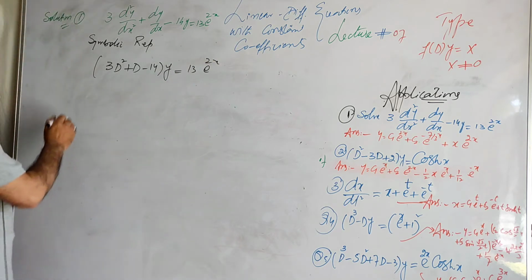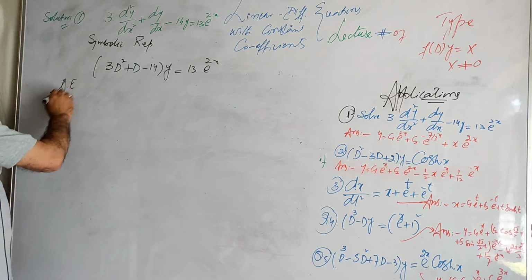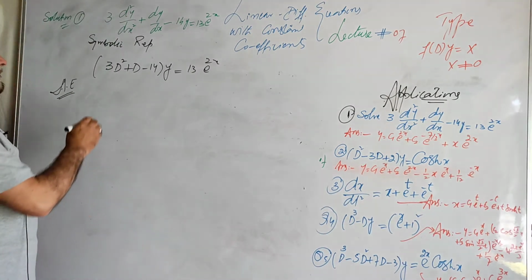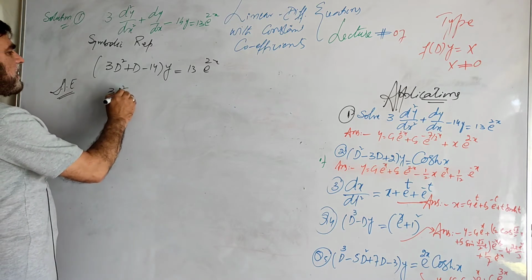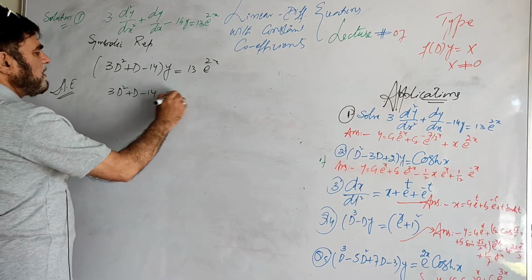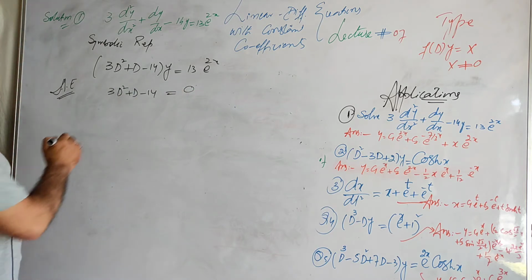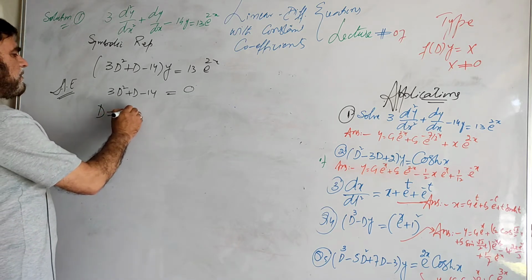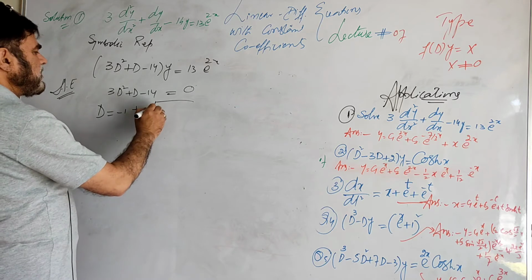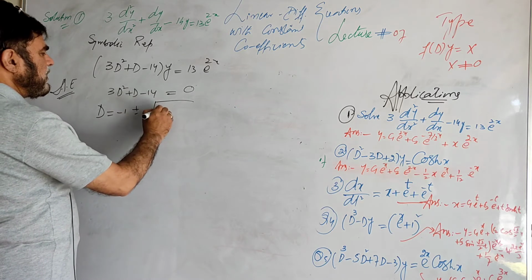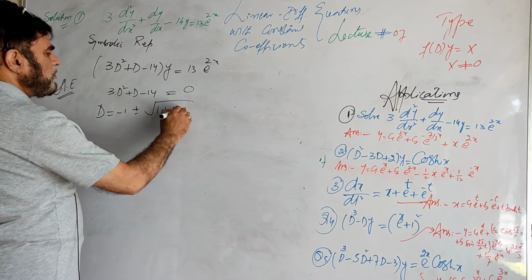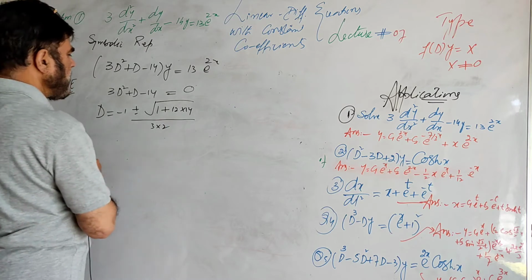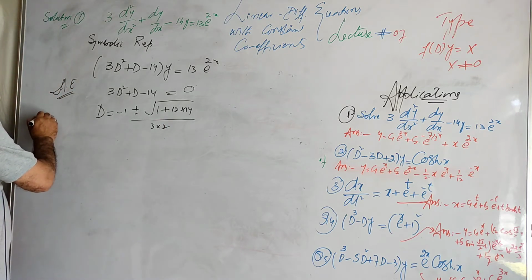Then we find the auxiliary equation. For what do we need the auxiliary equation? We need it for the complementary function. The auxiliary equation is 3 d square plus d minus 14 is equal to 0. You can write your d's here. Your d is minus 1 plus or minus under root of 1 plus 12 into 14, by 3 into 2. Let us see, 12 into 14.